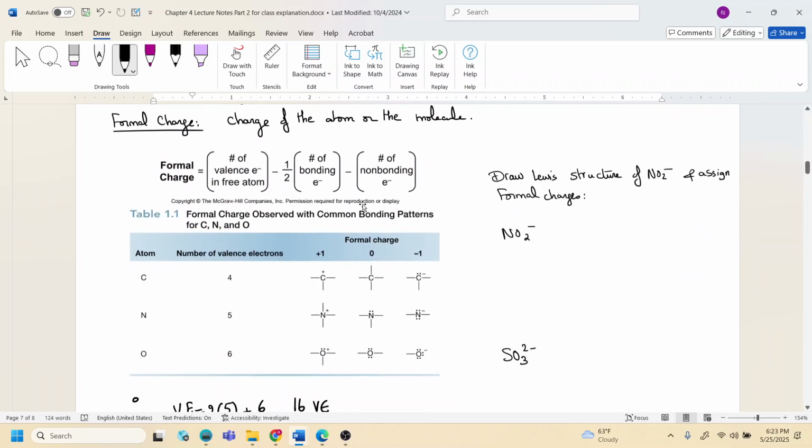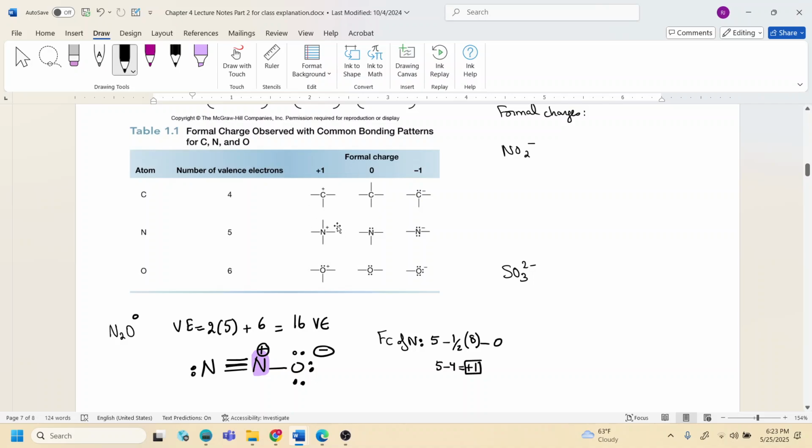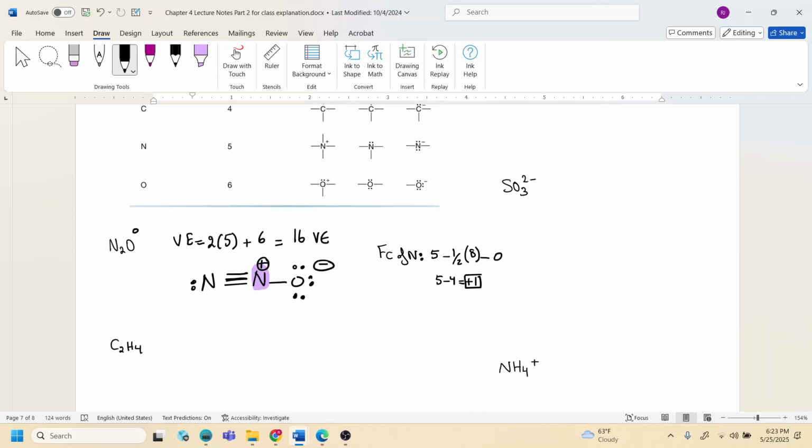So that is going to be minus what? Minus the number of the non-bonding electrons. I don't have any non-bonding on the nitrogen, meaning I have no lone pair on the nitrogen. So that is going to be 0. So my answer here is going to be 5 minus 4. So it's going to be plus 1. So this is how I got plus 1 in here. You can get it either from the formula or you can get it from the table. The table is faster.